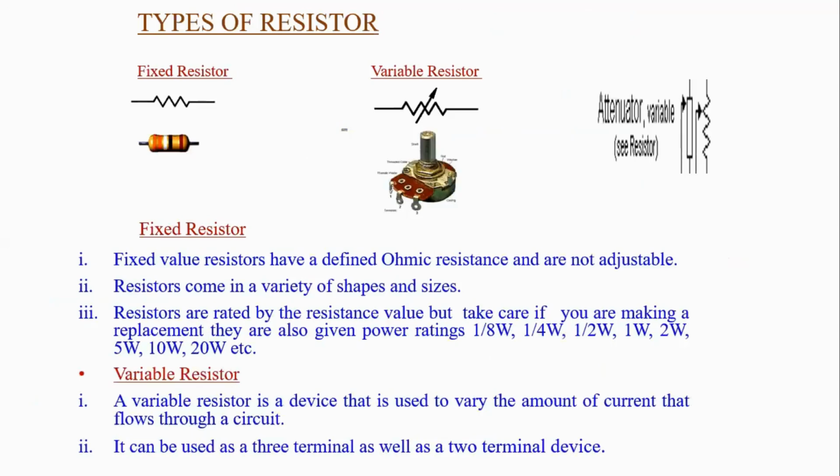Types of resistors: fixed type and variable type. Fixed type will have only two terminals. Variable type will have three terminals, or in some cases only two terminals, like an LDR, because when light falls on it, the resistivity changes.